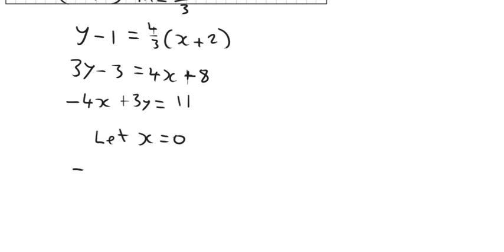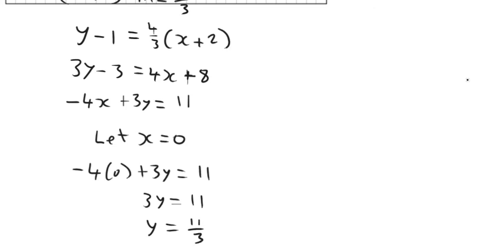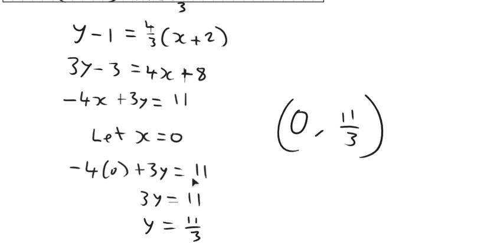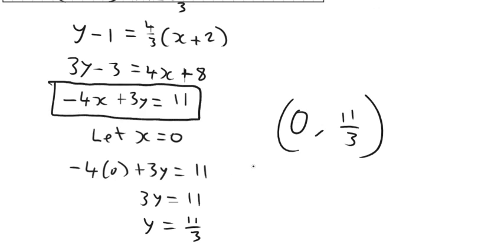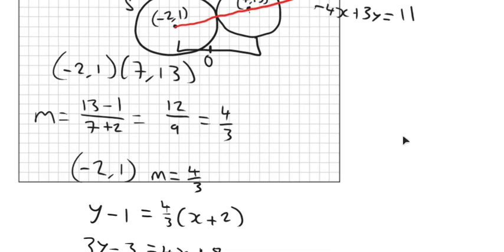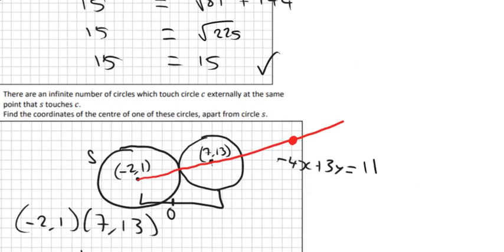But if I let x equal 0, I get minus 4 times 0 plus 3y is equal to 11. 3y is equal to 11, so y is equal to 11 over 3. So the point 0, 11 over 3 is an answer. That's a center. So you might get different answers depending on what you sub in. You can sub in anything for x or y into that line and get the other coordinate, and then that's your center. So that's everything then for that question.